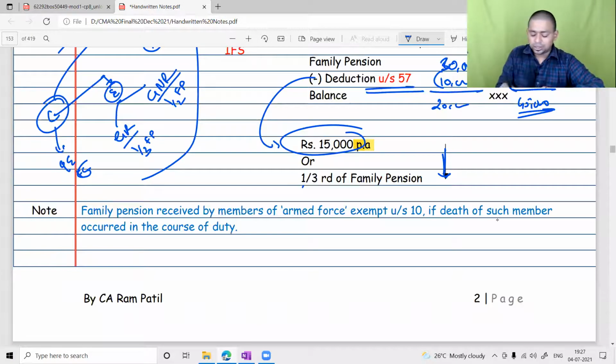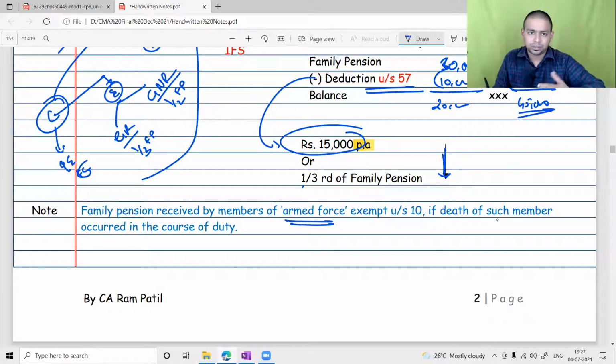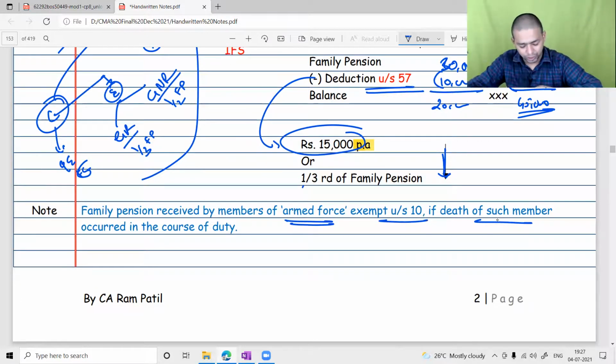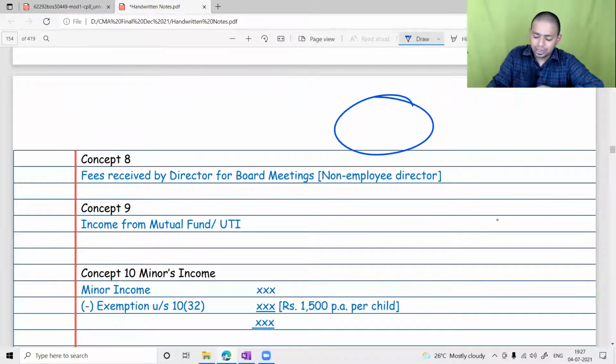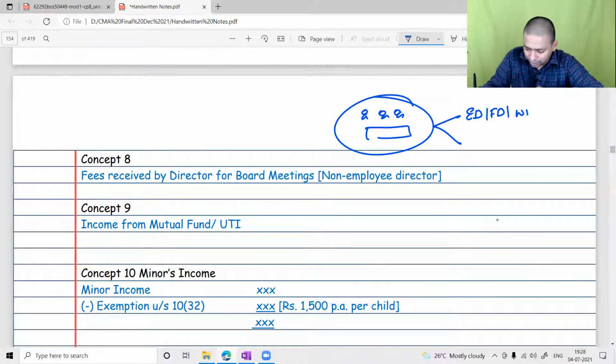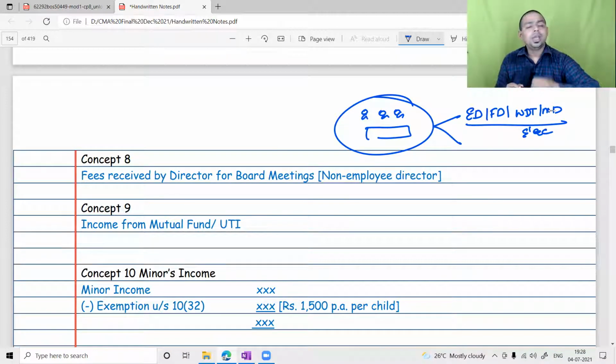Next. So family pension of armed force members, military, who have died on duty, obviously it should not be taxable. Therefore, it is exempted under section 10. Next, if you have a company and there are directors in the company, the directors are running your company. Now there are two types of directors in a company. One is executive directors, full-time directors, whole-time directors, managing directors. All these are employees of the organization. Whatever these names, they are employees of the organization.